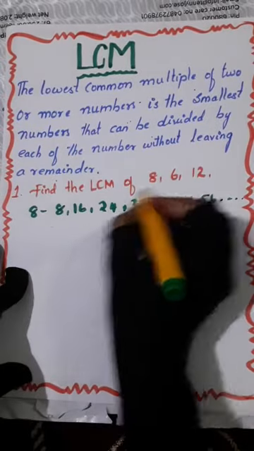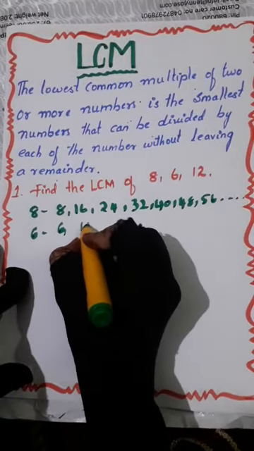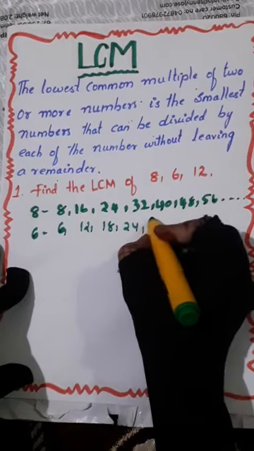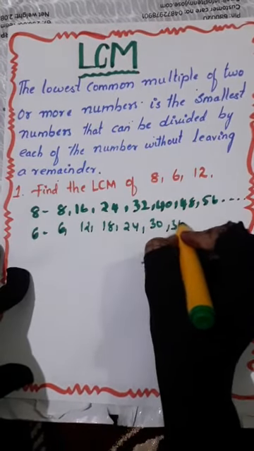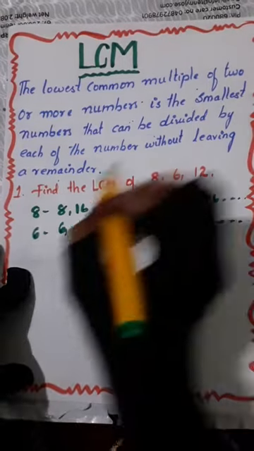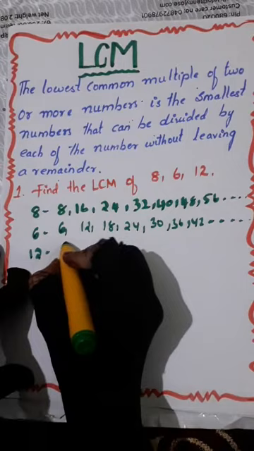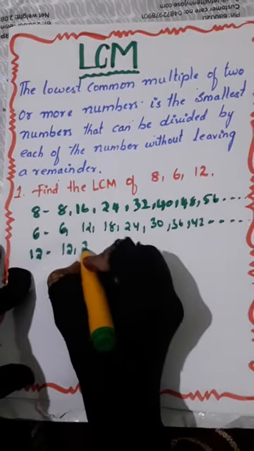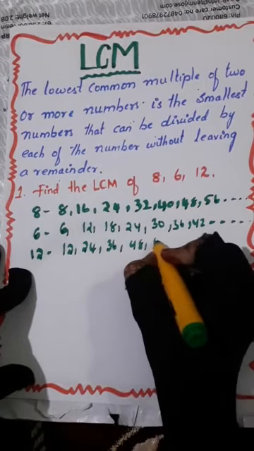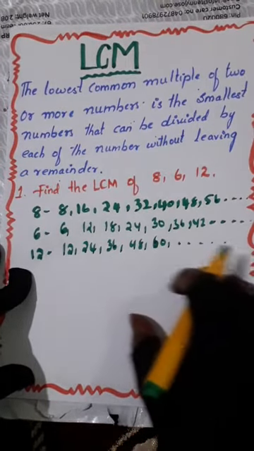Next, what is the number? 6. Multiples of 6: 6 ones are 6, 6 twos are 12, 6 threes are 18, 6 fours are 24, 6 fives are 30, 6 sixes are 36, 6 sevens are 42, and so on. Next, the number is 12. 12 ones are 12, 12 twos are 24, 12 threes are 36, 12 fours are 48, 12 fives are 60, and we can continue like this.